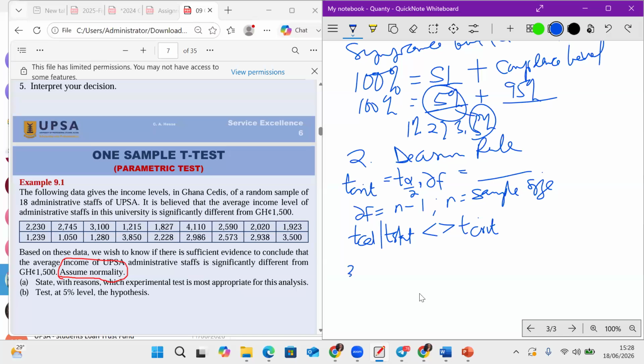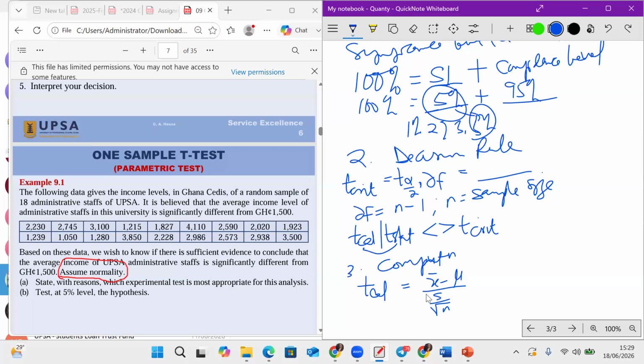Number 3, we go with what is called computation. What are we going to compute? We are going to compute the T-cal or the T-stat. So the T-cal equals the sample mean minus the population mean, all over the standard deviation divided by the square root of the sample size. This is the formula we're going to use.